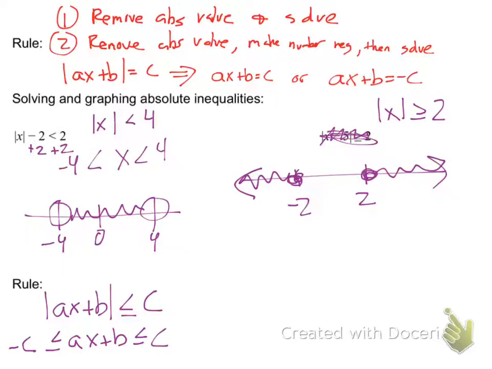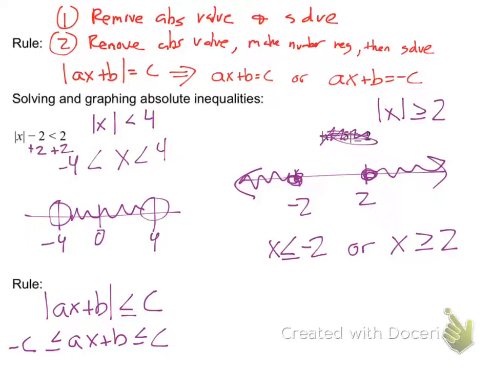So, wait a minute. What does this mean? How would I write inequalities for those ones? X is less than or equal to negative 2 for the left side. Or x is greater than or equal to 2. Can you guys agree that those inequalities would be represented on the graph there? Yes. That is what's going to happen.